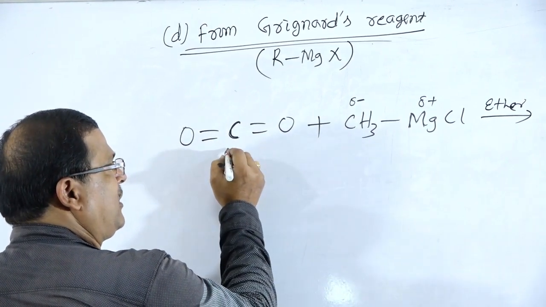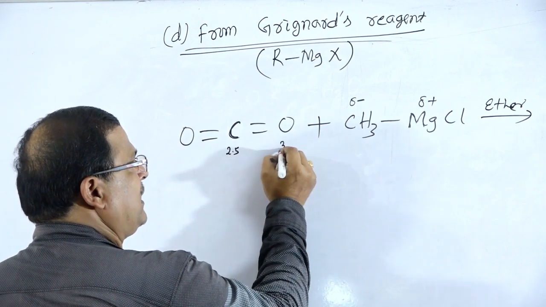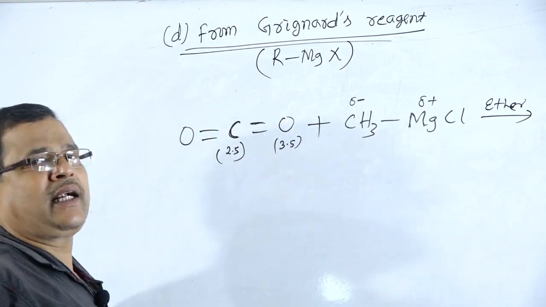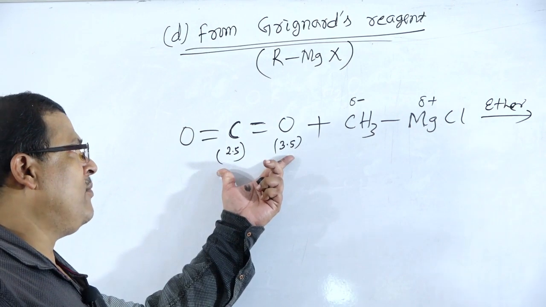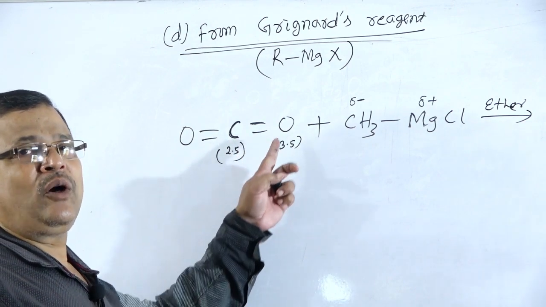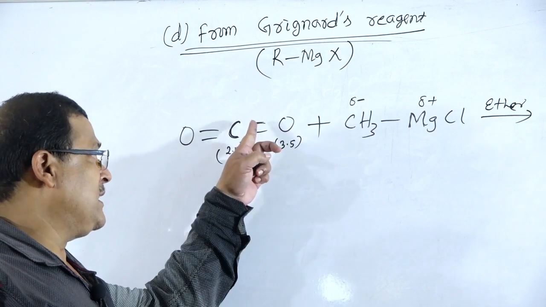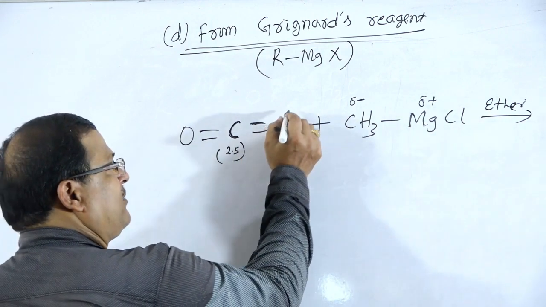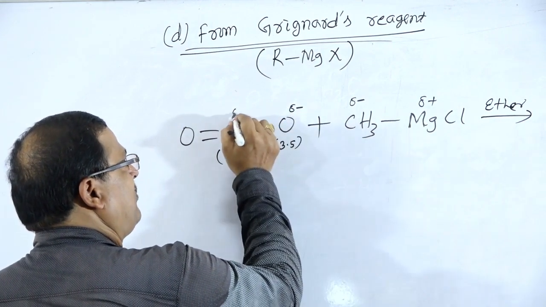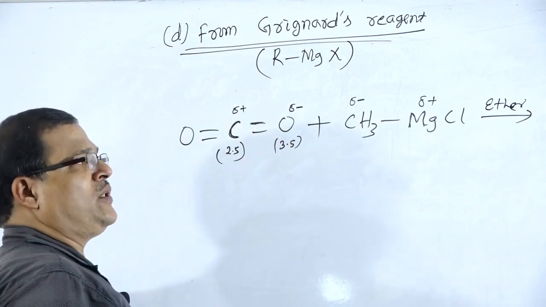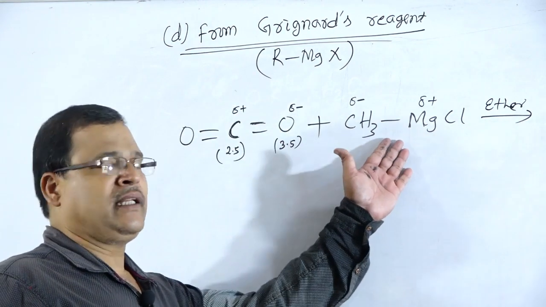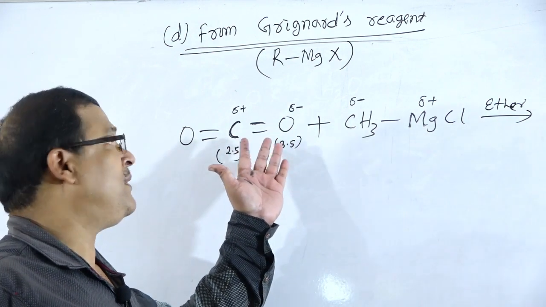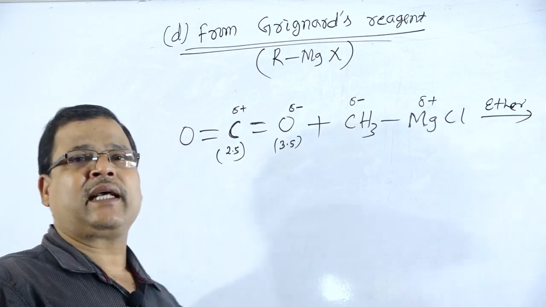In the carbon-oxygen bond, the electronegativity of carbon is 2.5 and oxygen is 3.5, so the shared pair of electrons is shifted toward the oxygen atom. This bond is also polar. The oxygen atom acquires a negative sign and carbon a positive sign. So this is the charge separation in the carbon-oxygen bond of the carbon dioxide molecule.